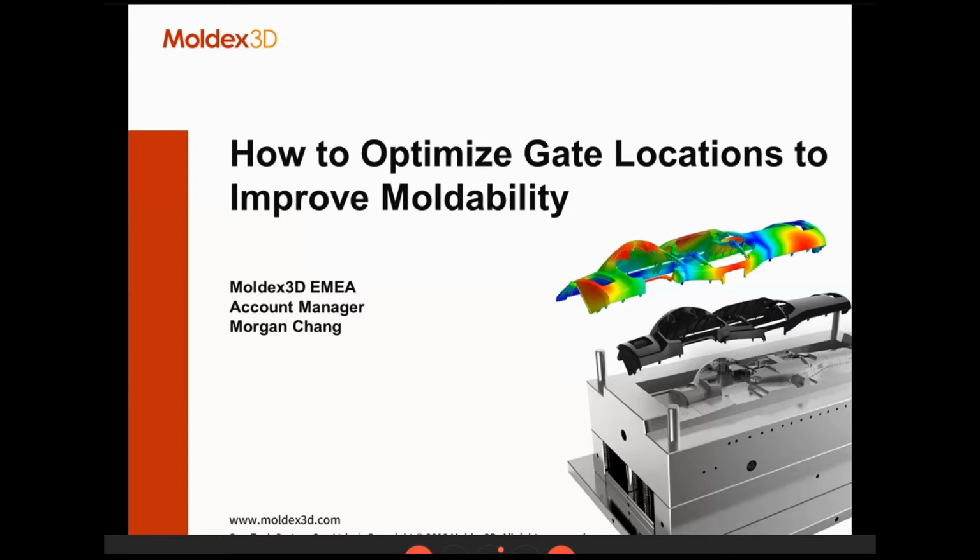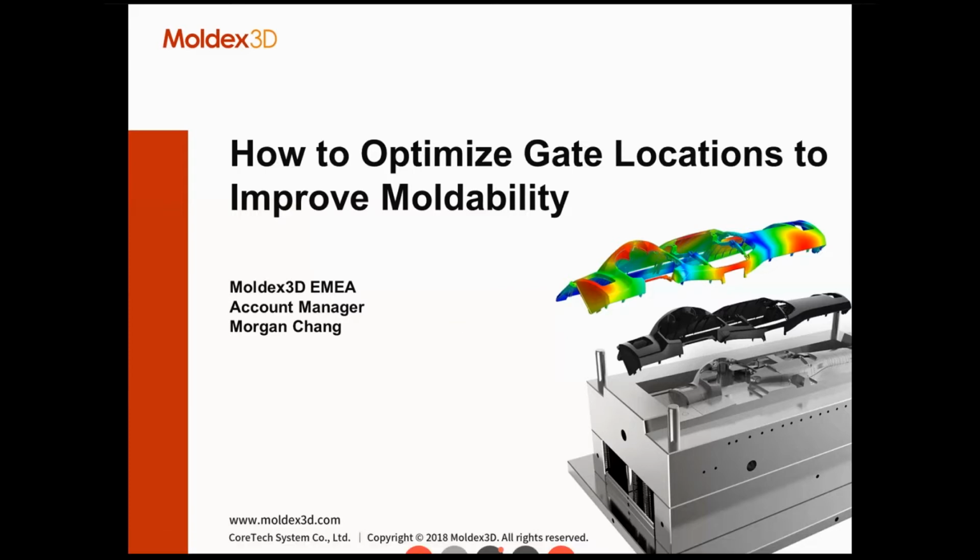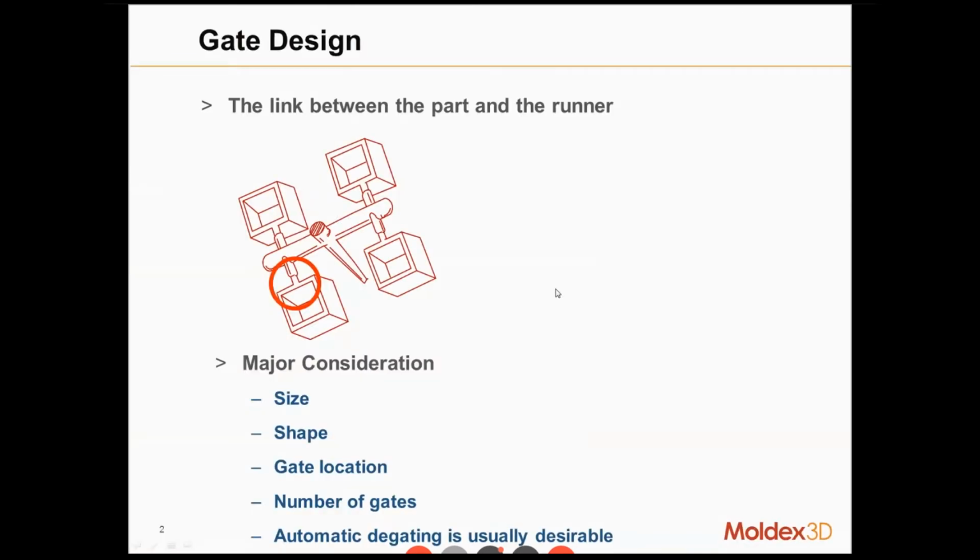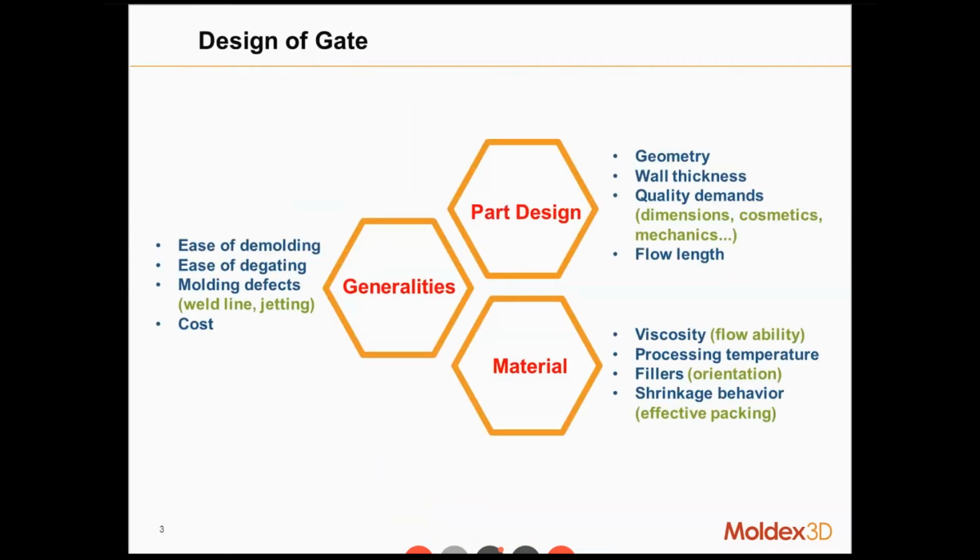Today, I'm going to introduce how to optimize gate location to improve moldability. So what is the gate design? The gate is the link between the cavity and the runner. And we usually care about a few things, such as the gate size, the shape, gate locations, and gate numbers. And if possible, we will always pursue the automatic gate in order to decrease the labor cost.